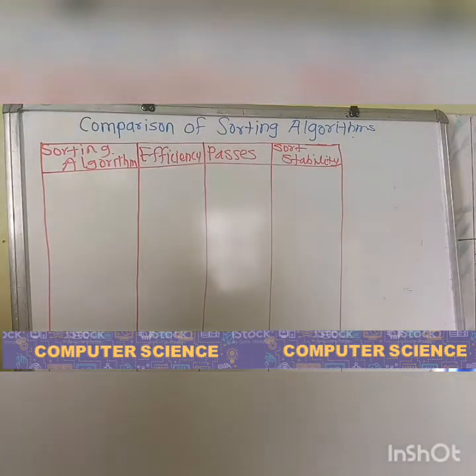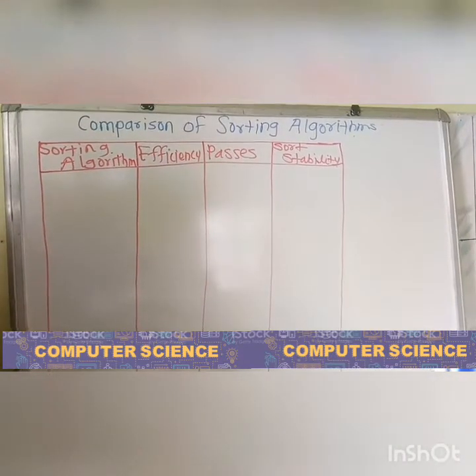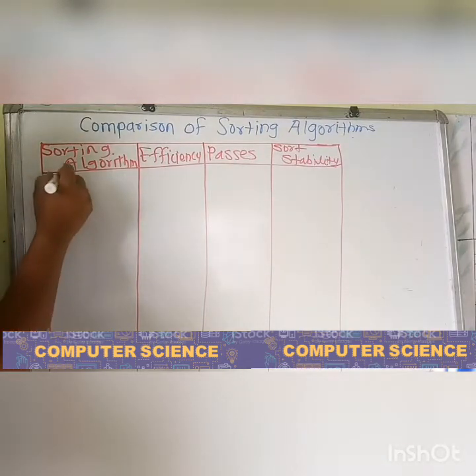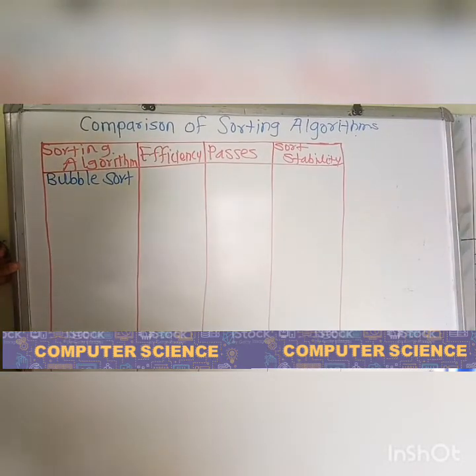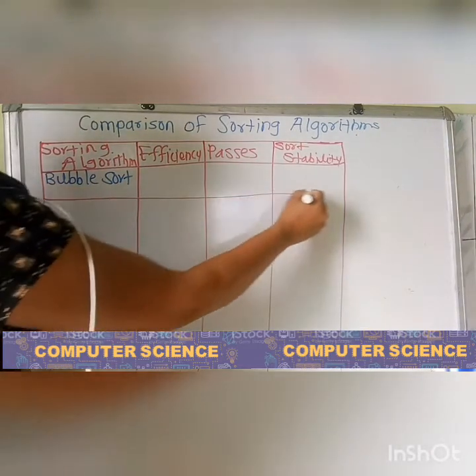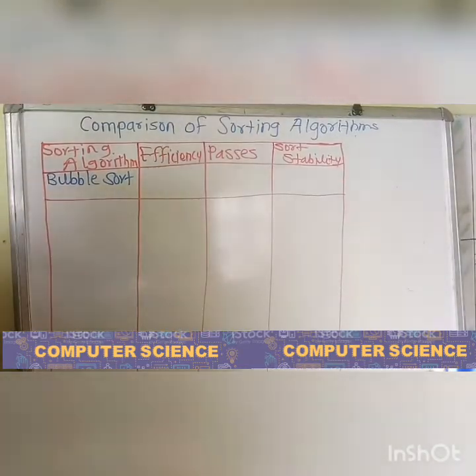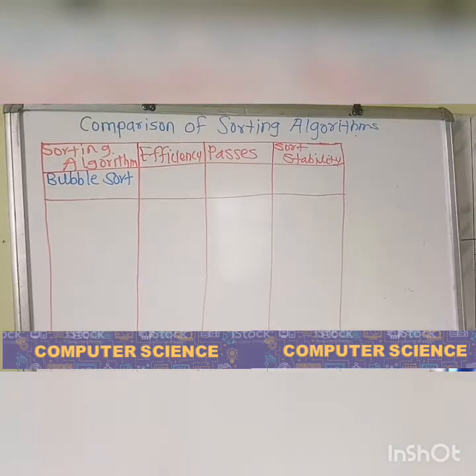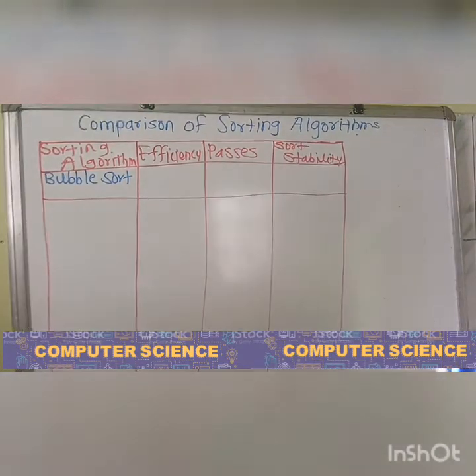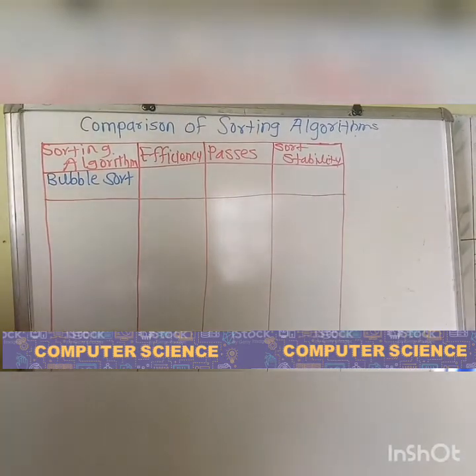Now we will start with the first sort, that is the bubble sort, and we have to describe this sort in terms of these three parameters or comparing factors. So see here that efficiency is nothing but the number of comparisons or the number of times it will execute its algorithm.